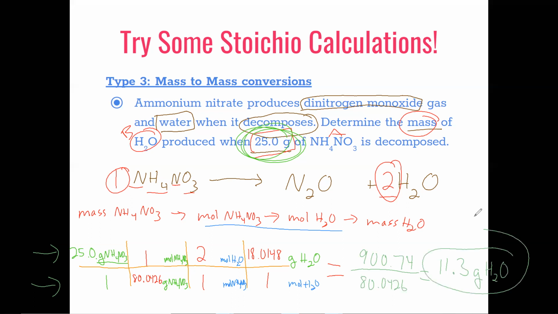Why did I round it off to 3? Because the original given number had 3 sig figs in it. So that was a big long problem, but we just converted from mass of what we started with to mass of what we are ending with.